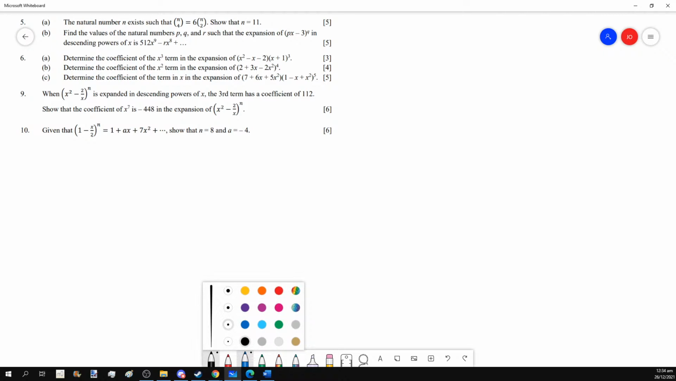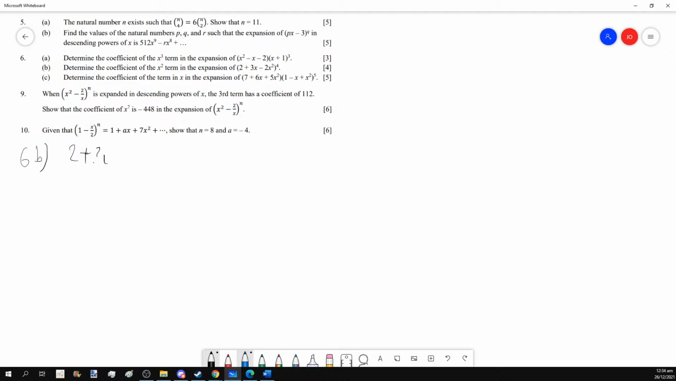The second problem we have over here tells us, okay, can we find the x squared term inside this trinomial? So now we have a different situation. We have 2 plus 3x, plus 3x, thank you, minus 2x squared. And then the entire thing is raised to the power 4.